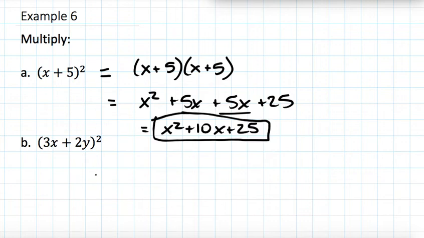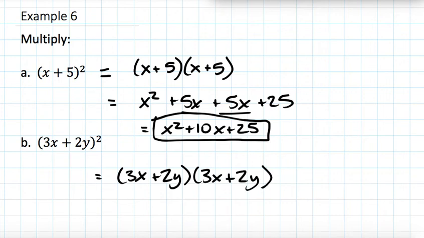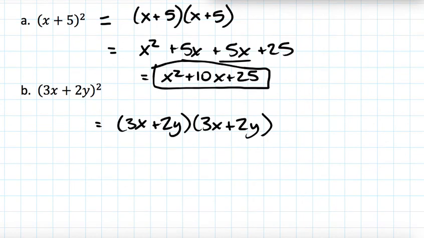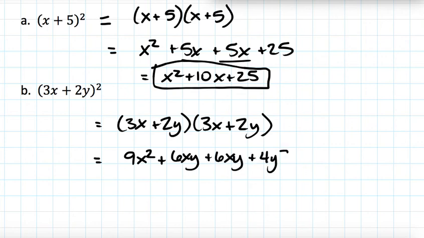Part B is similar. It's just slightly more complicated here because they both have variables. But again, I'm just going to write 3x plus 2y times 3x plus 2y because it's 3x plus 2y multiplied by itself 2 times. Then when I use FOIL, I get 9x squared plus 6xy plus 6xy plus 4y squared. And again, combine the like terms. So my answer is 9x squared plus 12xy plus 4y squared.